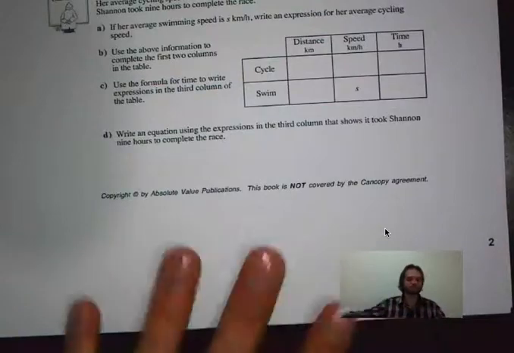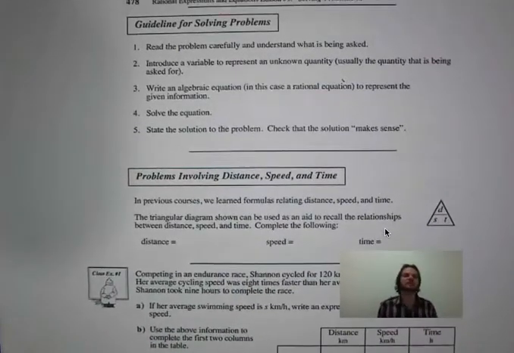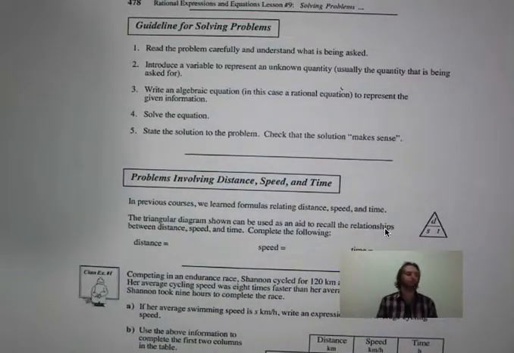All right. Now, here are some hints on how to solve these problems. It says, number 1, read the problem carefully. Make sure you understand what is being said. Okay? Number 2, introduce a variable. Just make it simple. Make x or t or y, I don't care what it is, equal to something. Number 3, write an algebraic equation, okay? Or a rational equation to represent the given information. Number 4, solve the equation. And number 5, state the solution.